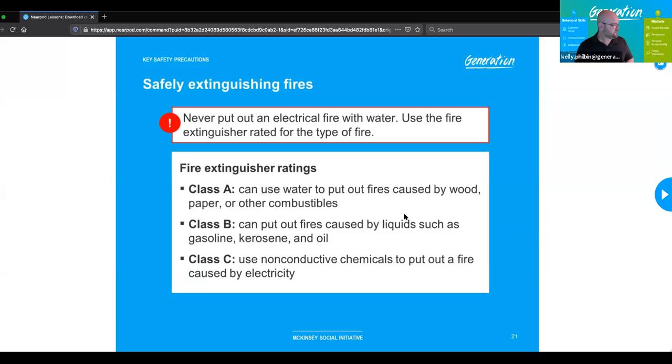So take note of these different types. They likely will ask you on the A+, if you have a certain type of fire, what classification of fire extinguisher would you need to use for it?